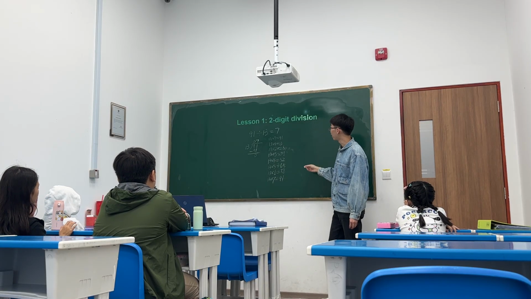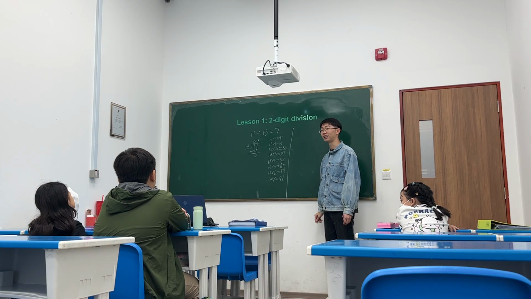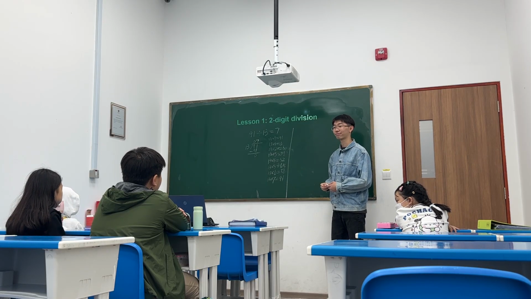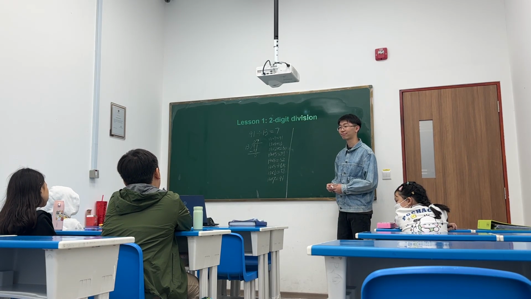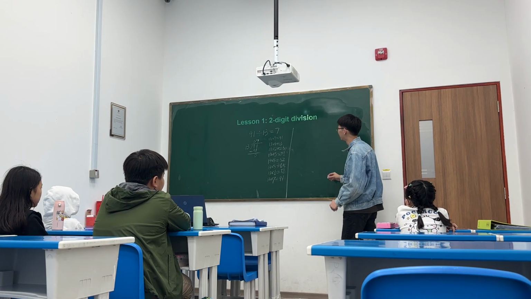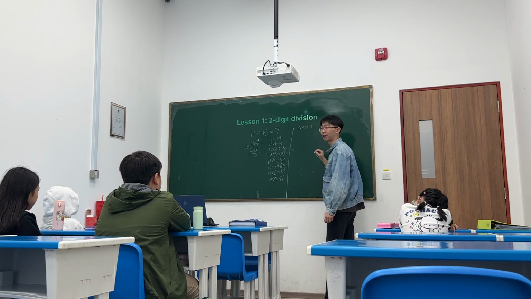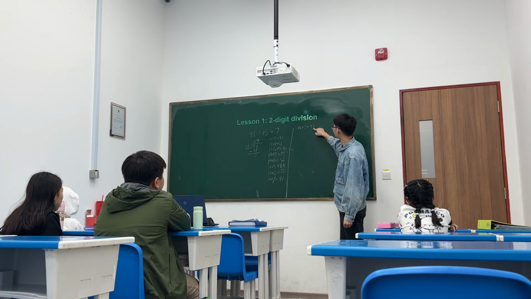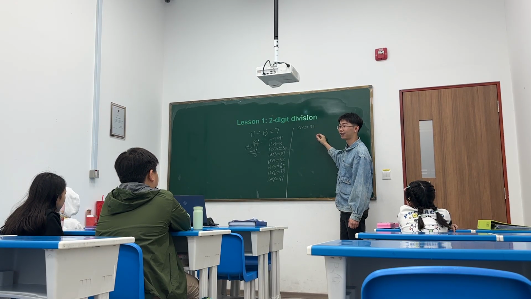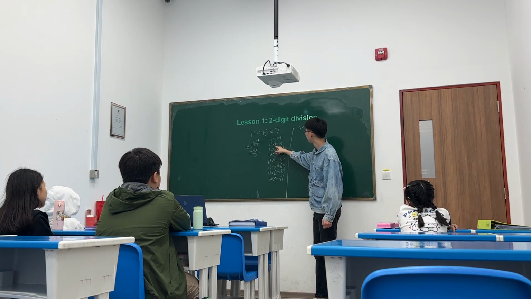Now, except for the listing down method, are there other methods that we discussed in class? Can you think of another method to show this division? Okay, now let's think about this. You're trying to find out 13 times what gives you 91, right? Now let's think about this 1 here. It is determined by which digit? Yes, so this 1.